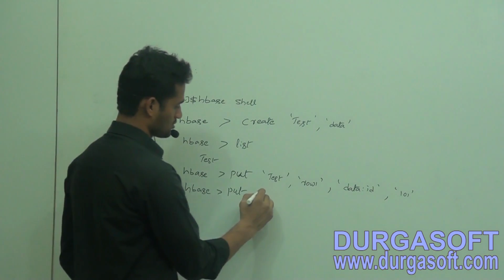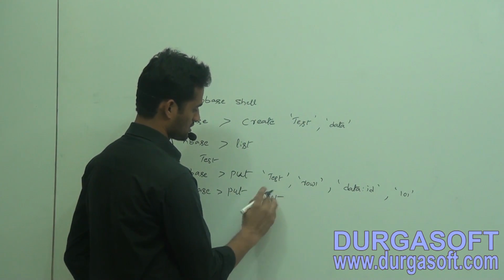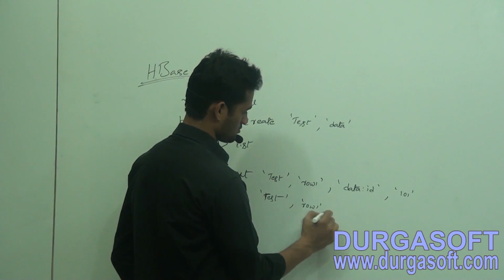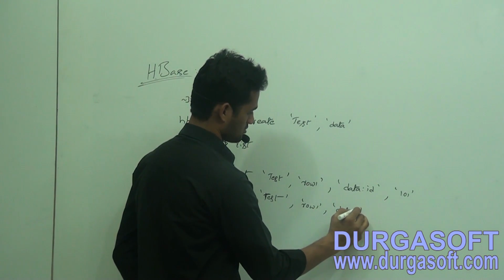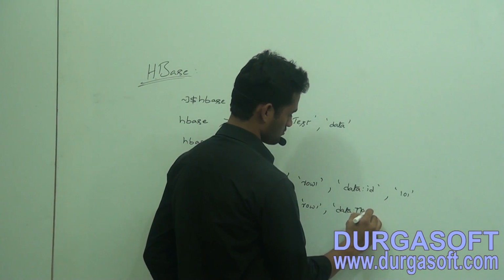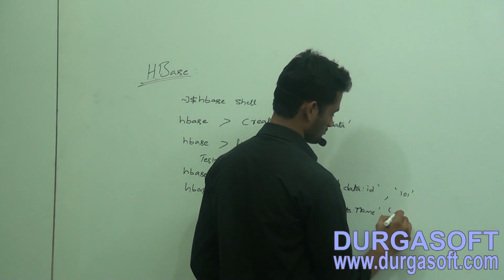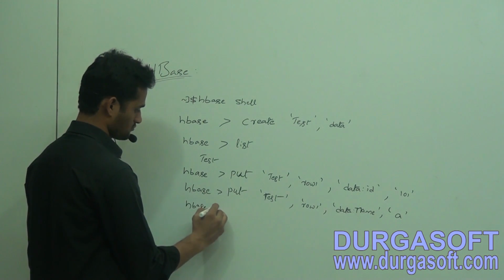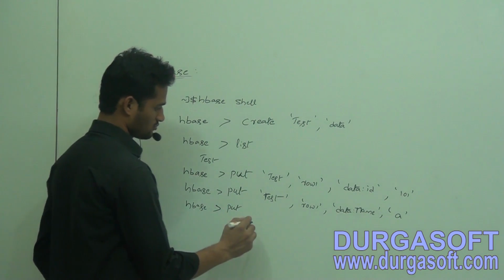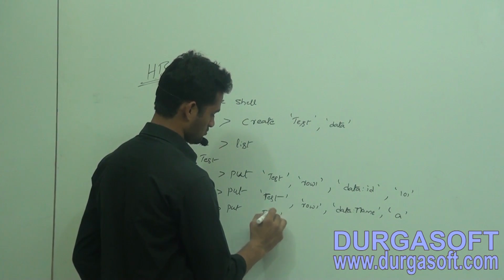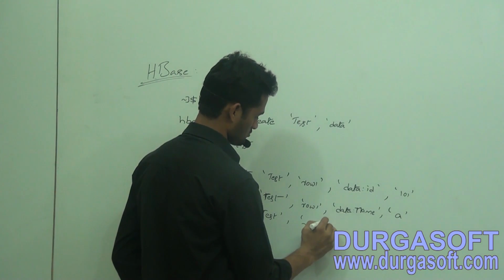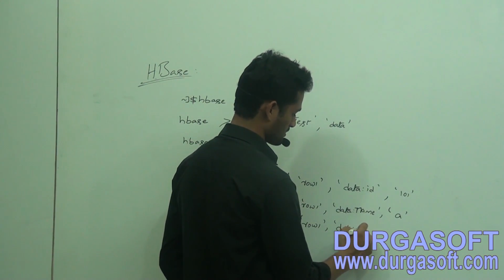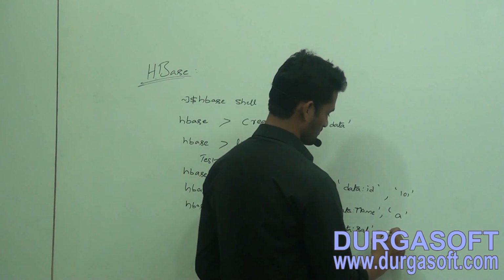Again, HBase put, test, the table name, comma, row 1 comma, data colon, this time name, comma, A. Again, HBase put, test comma, row 1 comma, data colon salary, comma 100.